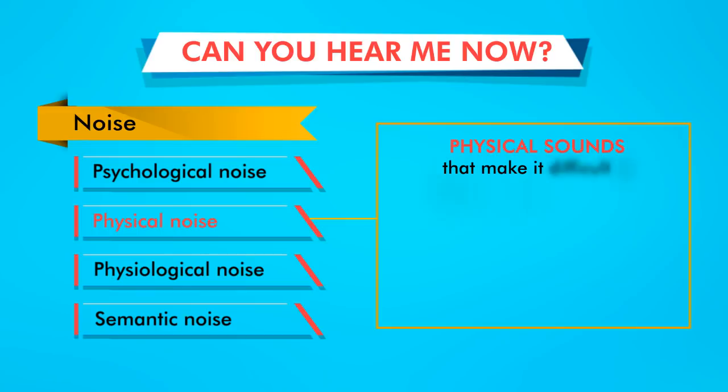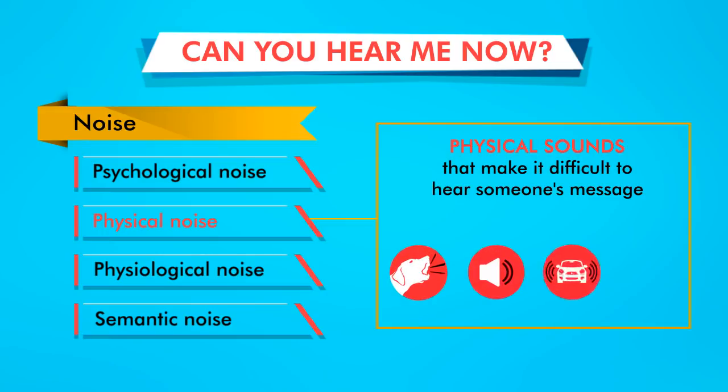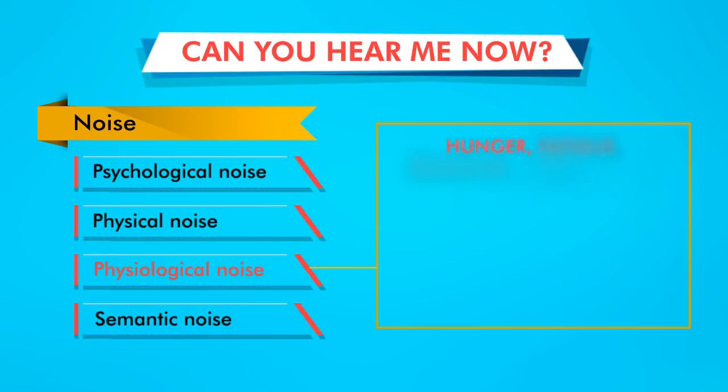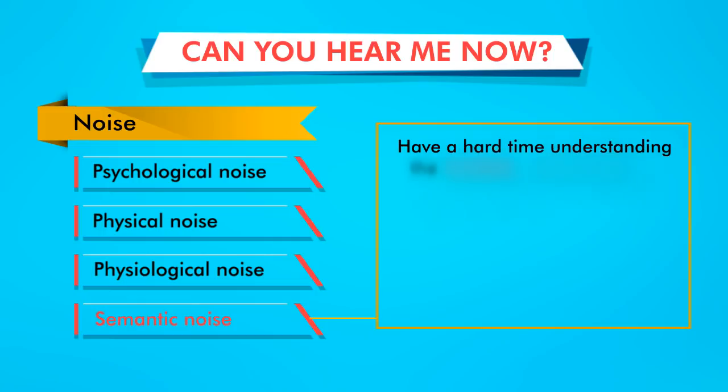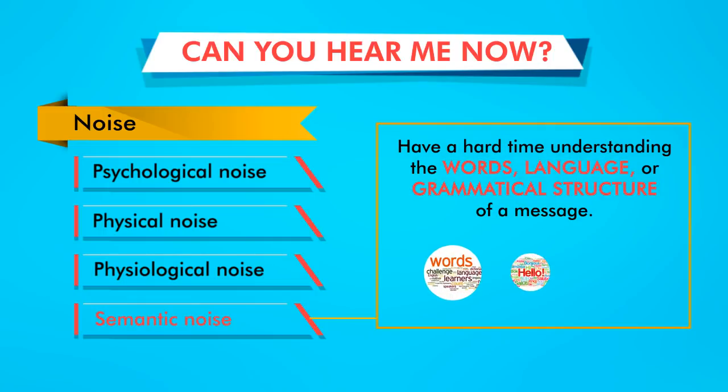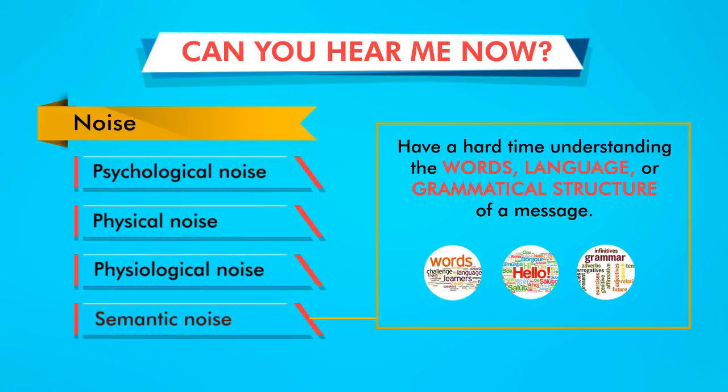Physical noise is that first type of noise I talked about a minute ago. They are those physical sounds that make it difficult to hear someone's message, much like when you are trying to give a really hot person your number at the nightclub with that music pounding in your ears. Physiological noise refers to things like hunger, fatigue, headache, stress, or really anything that prevents us from giving our full attention. Semantic noise occurs when you have a hard time understanding the words, language, or grammatical structure of a message. This is common when two people from different cultures are communicating.